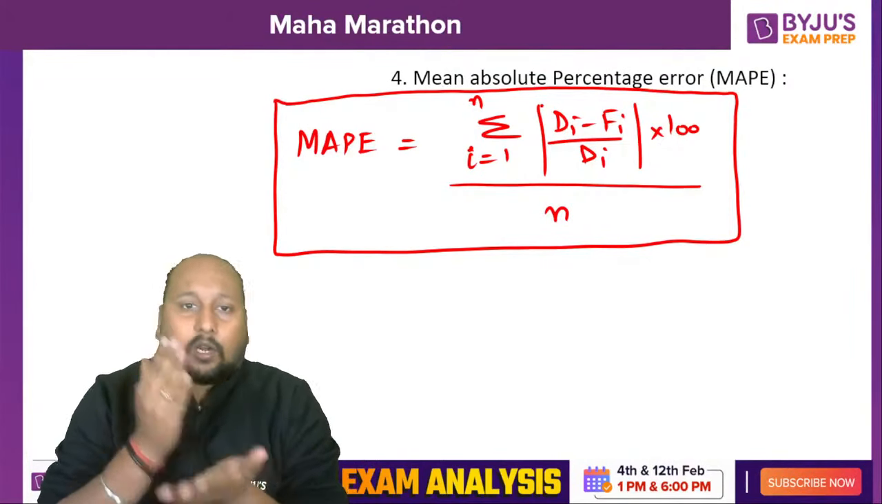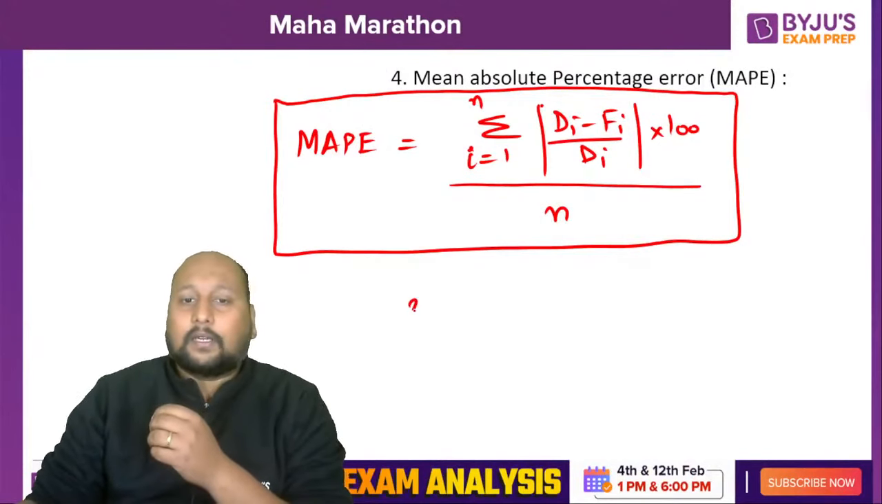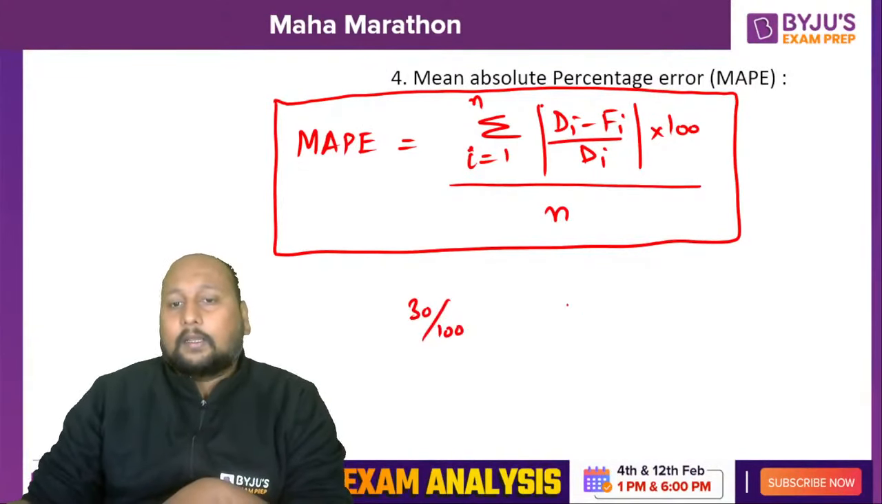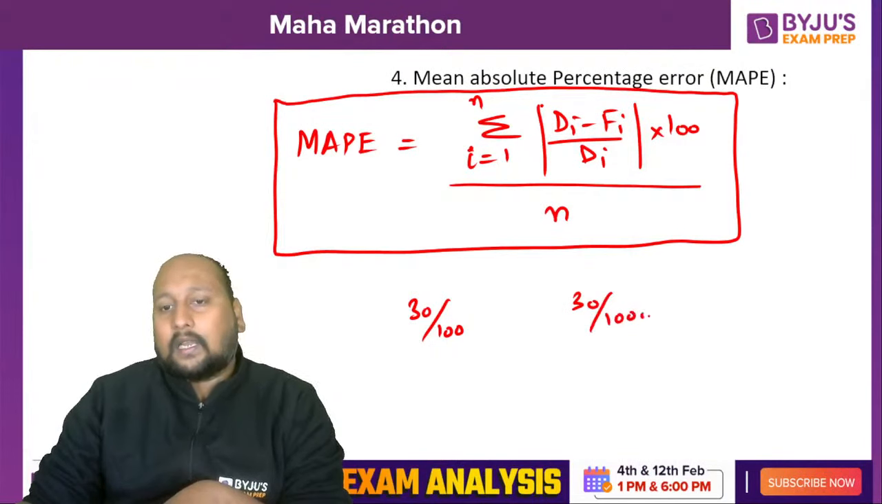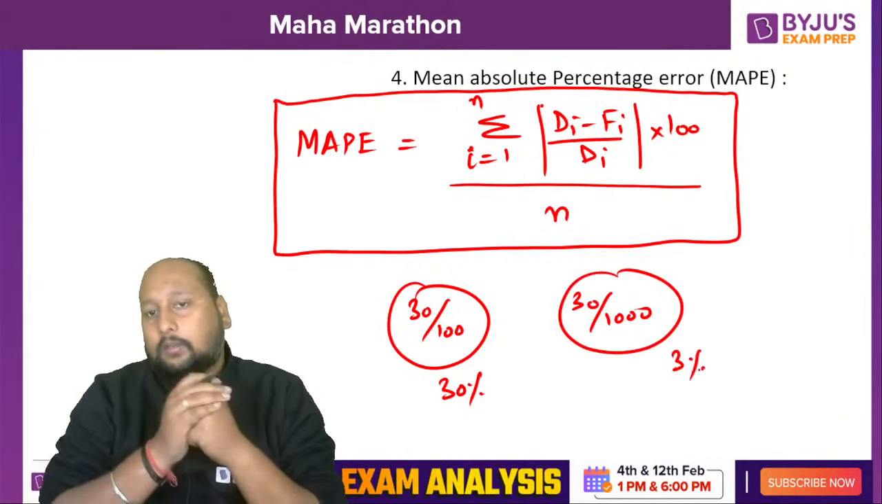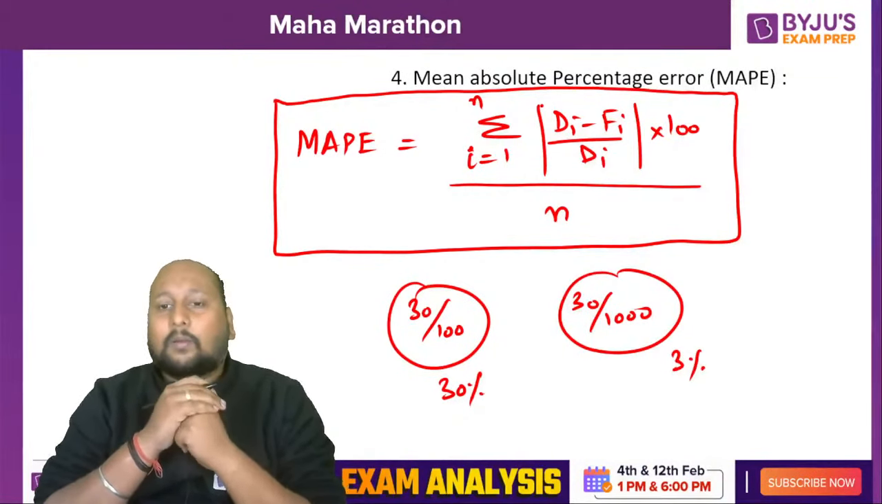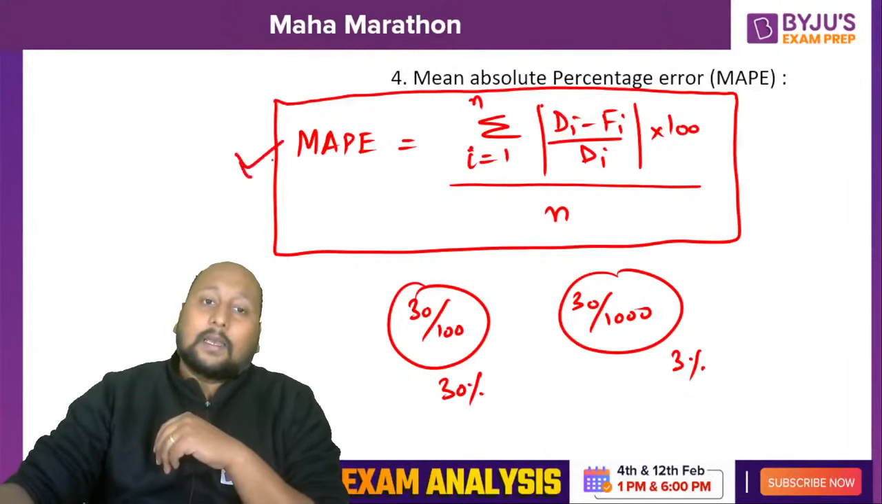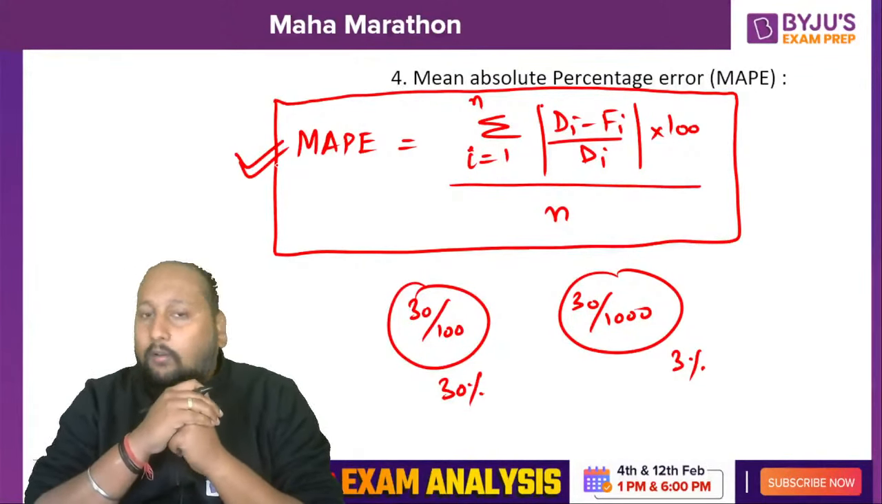There is always a difference between, let's say, 30 out of 100 and 30 out of 1000. It's a huge difference. 30 out of 100 means we have 30% variation, while 30 out of 1000 means only 3% variation. So in order to tackle this problem, we calculate the mean absolute percentage error.